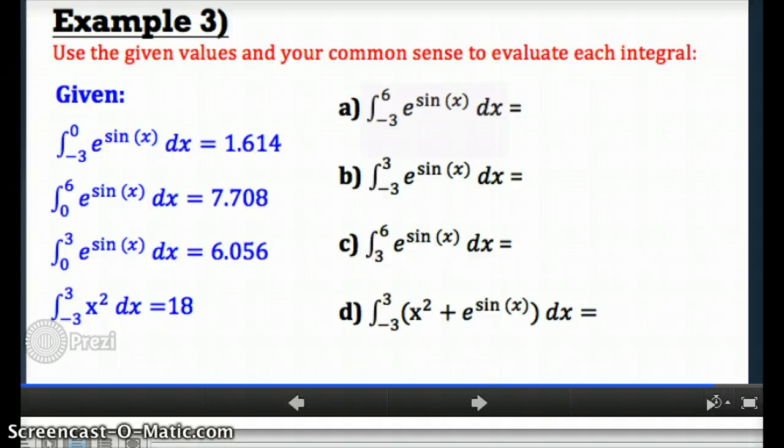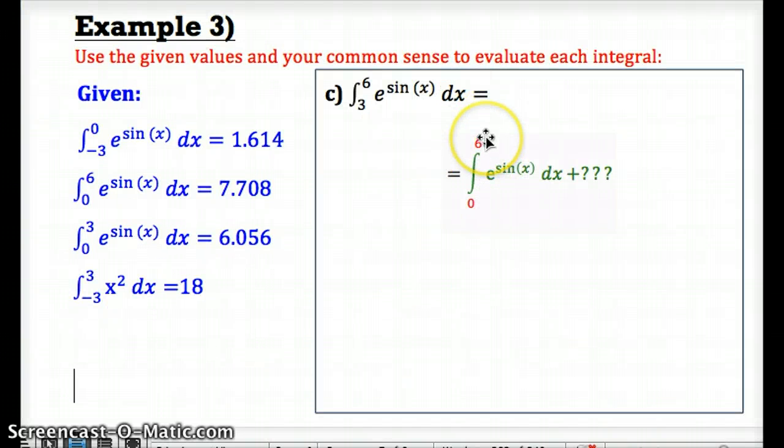So C is a great test of your critical thinking abilities. We're trying to find the area under this same function from 3 to 6. And we know the area from -3 to 0, we know the area from 0 to 6, and we know the area from 0 to 3. But we can't just add any of these pieces together to get the area from 3 to 6, because we would need a piece that starts at 3 and ends somewhere in between, and we don't have anything that starts at 3. So the closest thing we've got to start with is the area from 0 to 6.